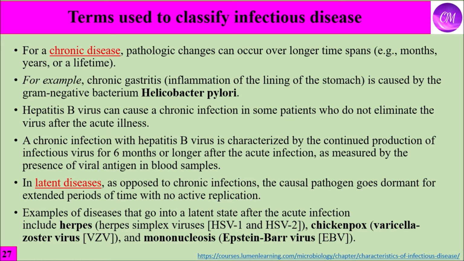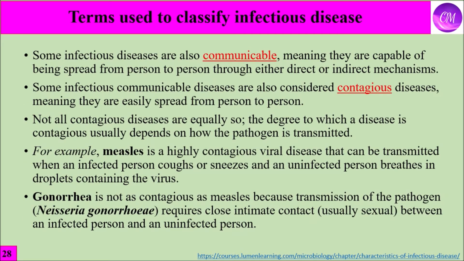In latent diseases, as opposed to chronic infections, the causal pathogen goes dormant for extended periods of time with no active replication. Examples of diseases that go into a latent state after the acute infection include herpes, chickenpox, zoster virus, and mononucleosis. Some infectious diseases are also communicable, meaning they are capable of being spread from person to person through either direct or indirect mechanisms. Some infectious communicable diseases are also considered contagious diseases, meaning they are easily spread from person to person, such as COVID-19 coronavirus infections.